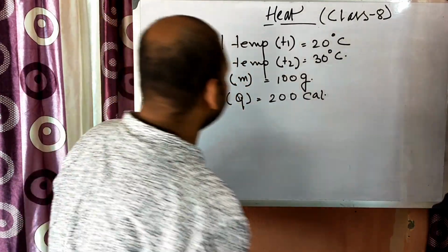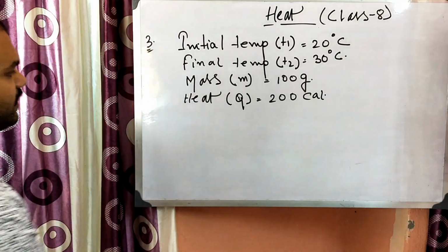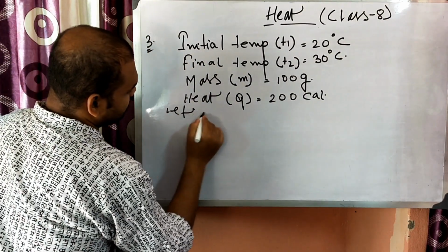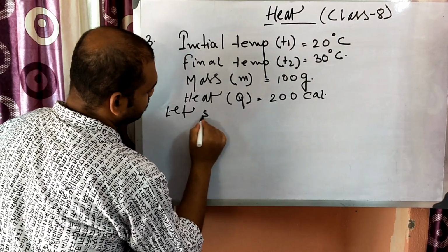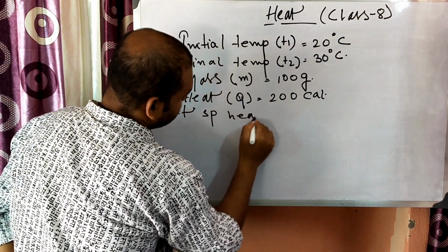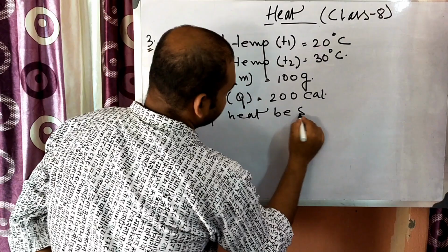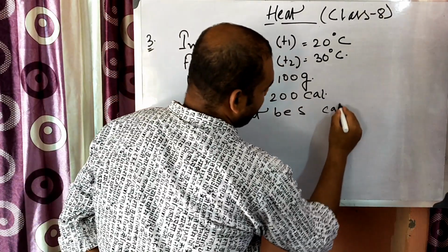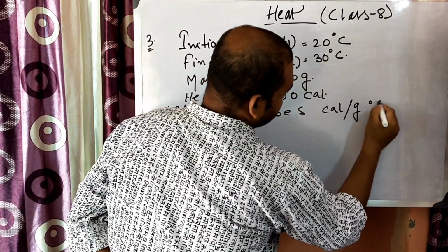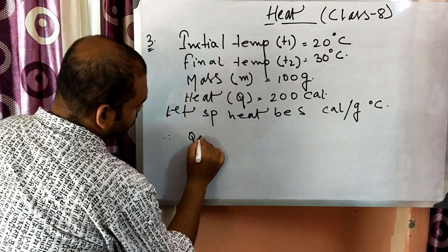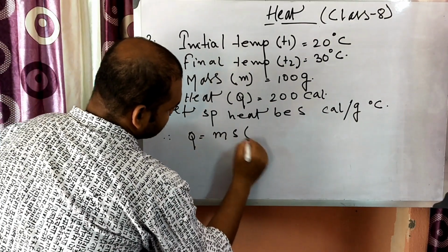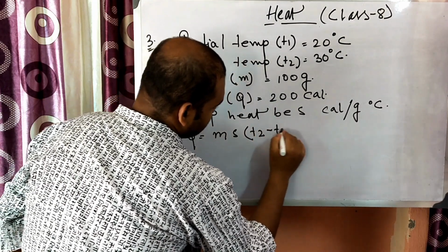Next, what you need to find out? You need to find out the specific heat. So let the specific heat be S in CGS system, so calorie per gram per degree C. Okay, so we know Q is equal to M S (T2 minus T1).